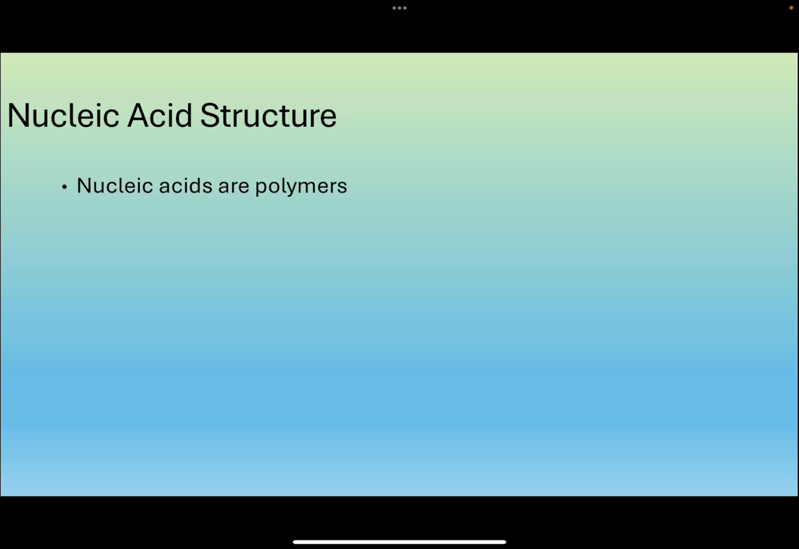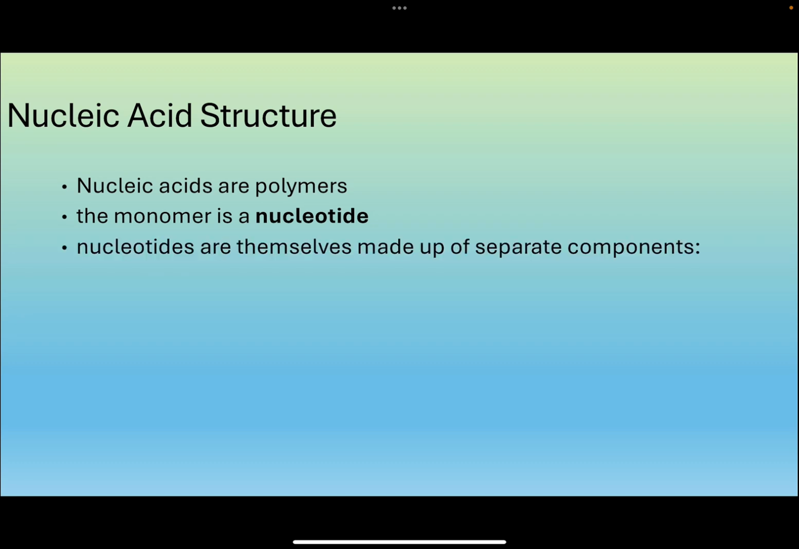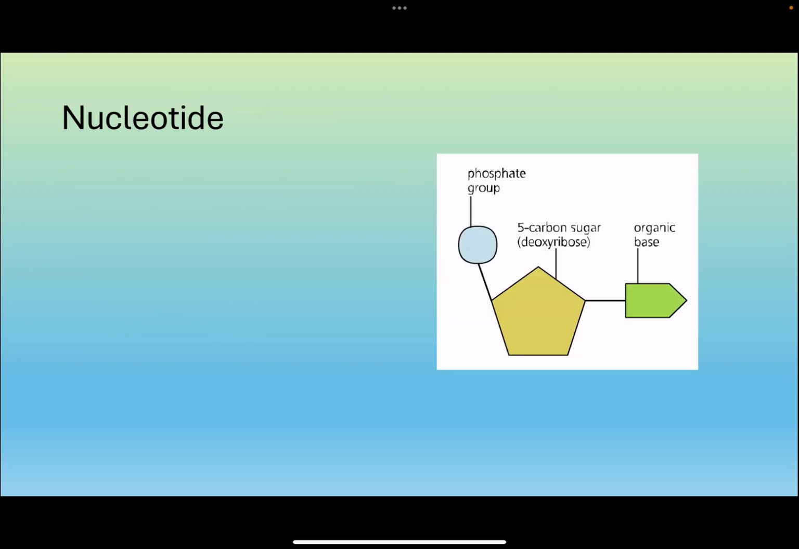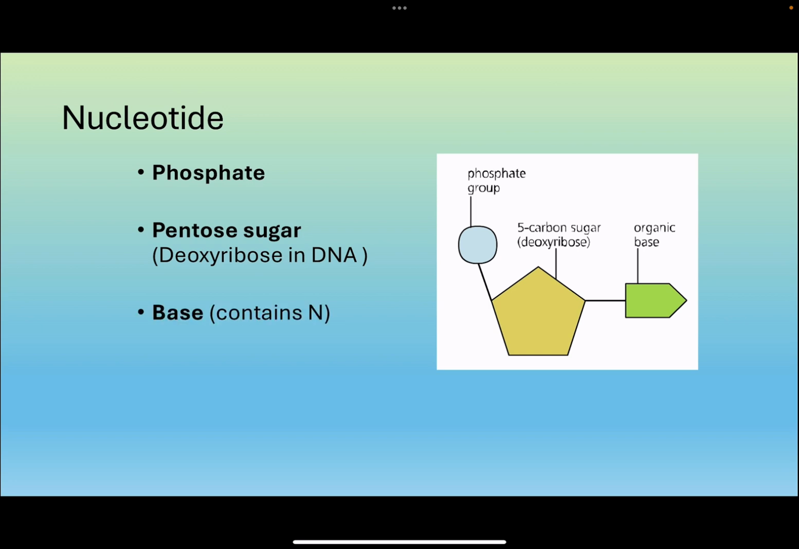So nucleic acids are polymers, and the monomer is known as a nucleotide. Nucleotides are all made up of 3 separate components. So you have a pentose sugar, a phosphate group, and a nitrogen containing base. So here's a diagram just to show you that a little more clearly. You have your phosphate group, your pentose sugar, which has 5 carbons, and your organic base, which is nitrogen containing and can be either adenine, cytosine, guanine, or thymine.